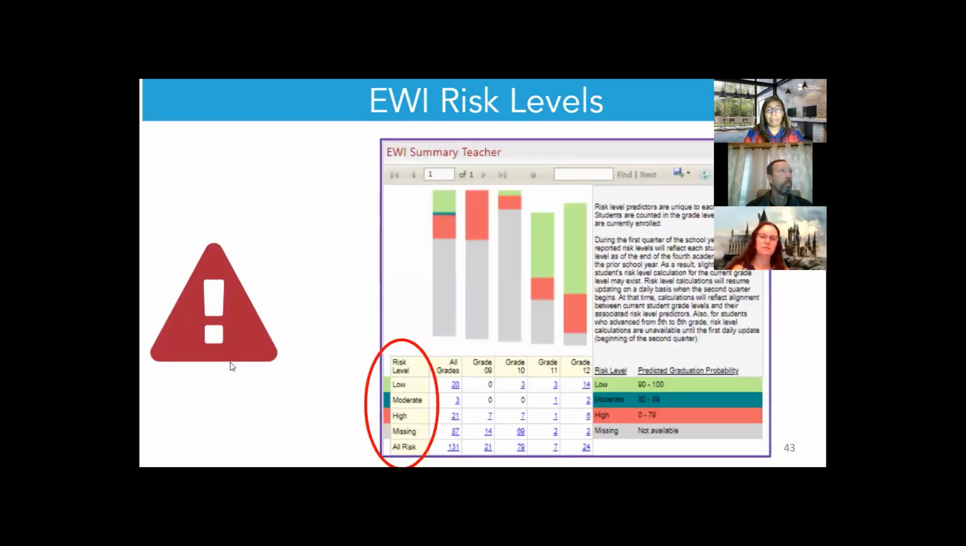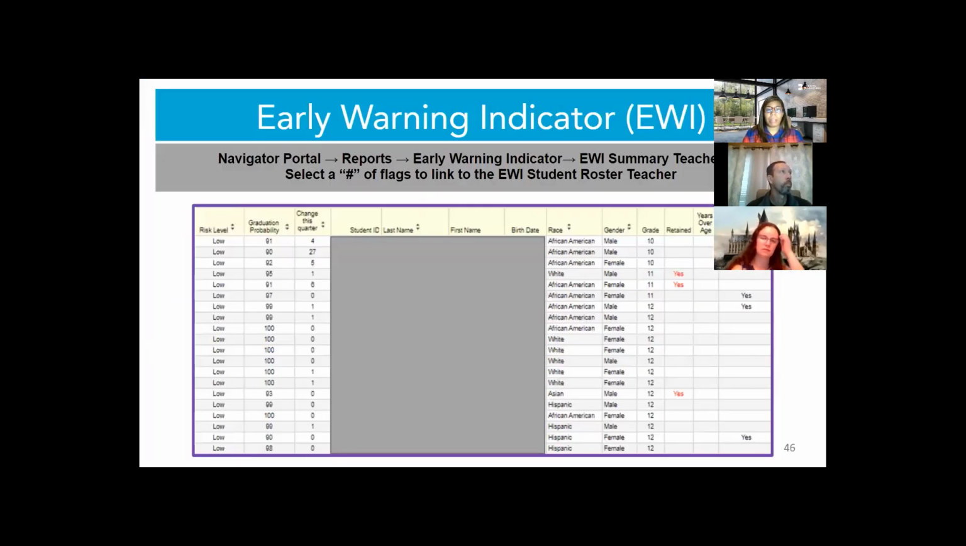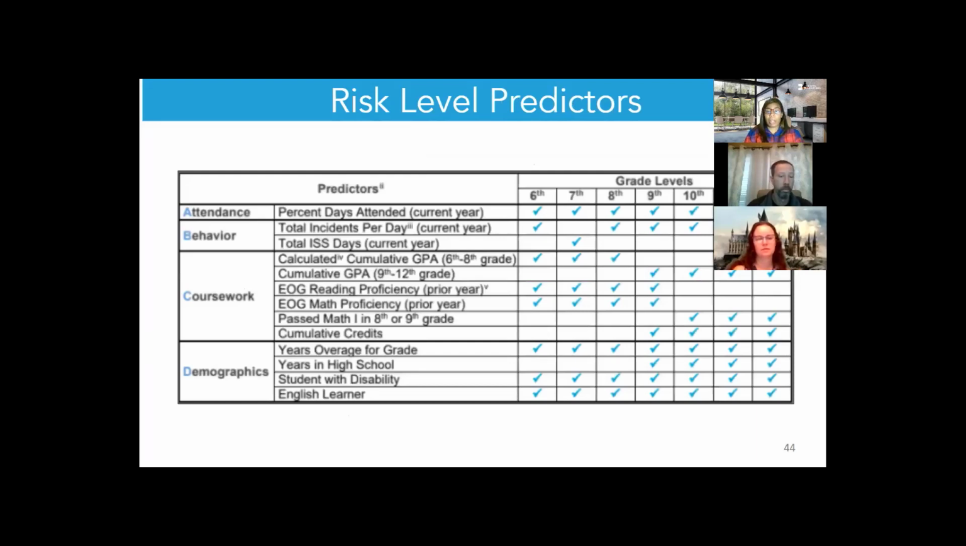When I click there, it's going to take me to the report. Oops, sorry. It looks very similar to the ERI report, right? And it's going to tell me which flags apply to which student. So for 6 through 12, the flags are a little different, right? You still have those same 4 big categories: attendance, behavior, coursework, and demographics.